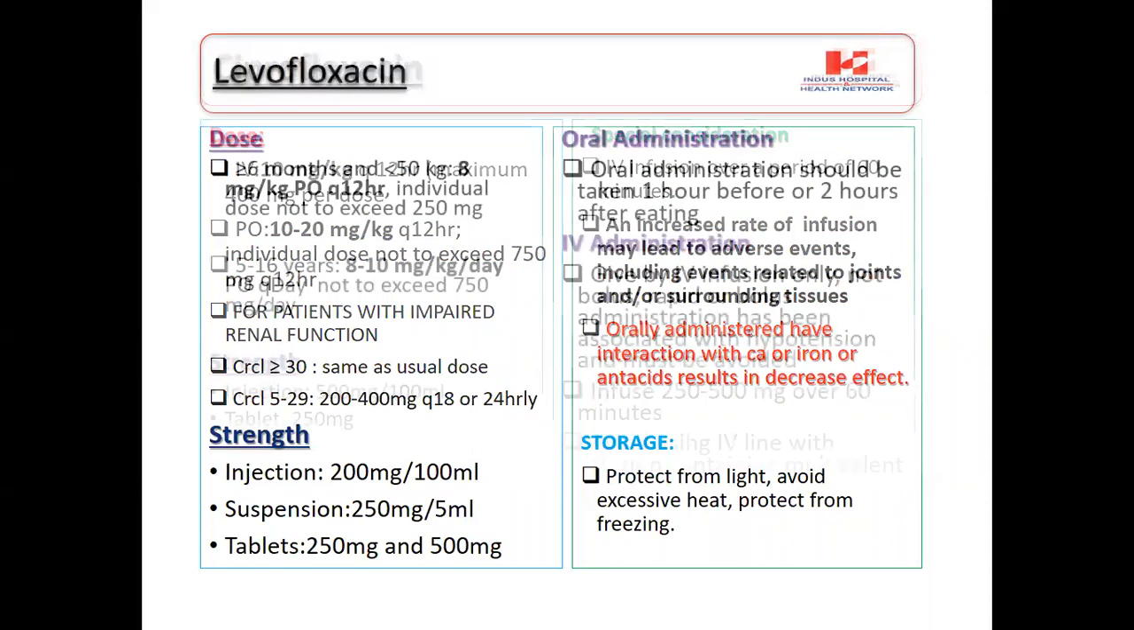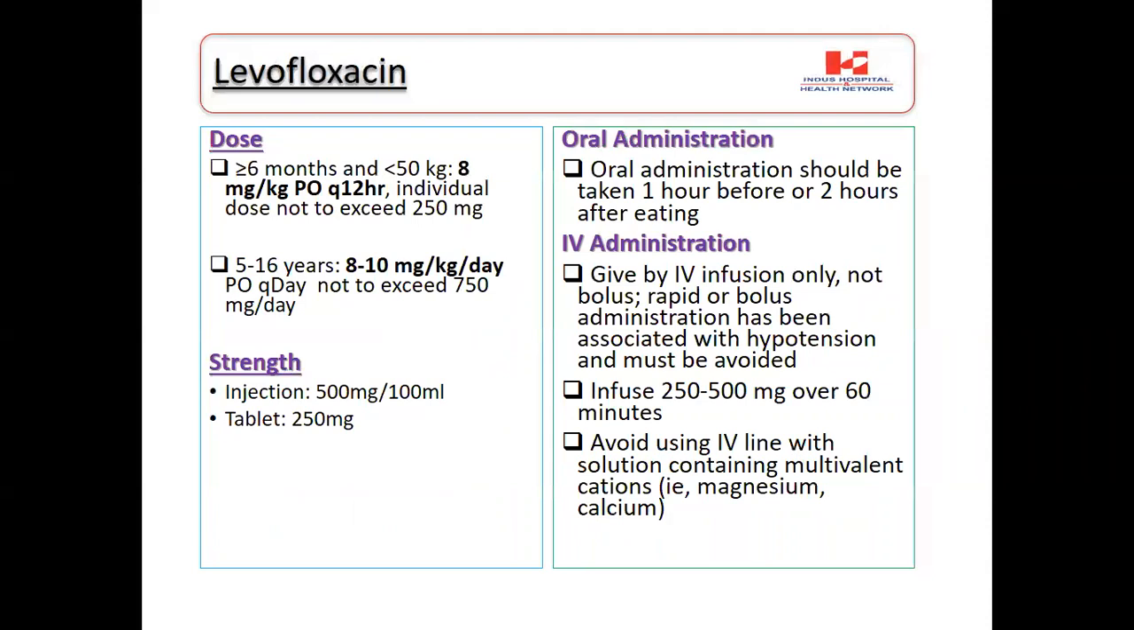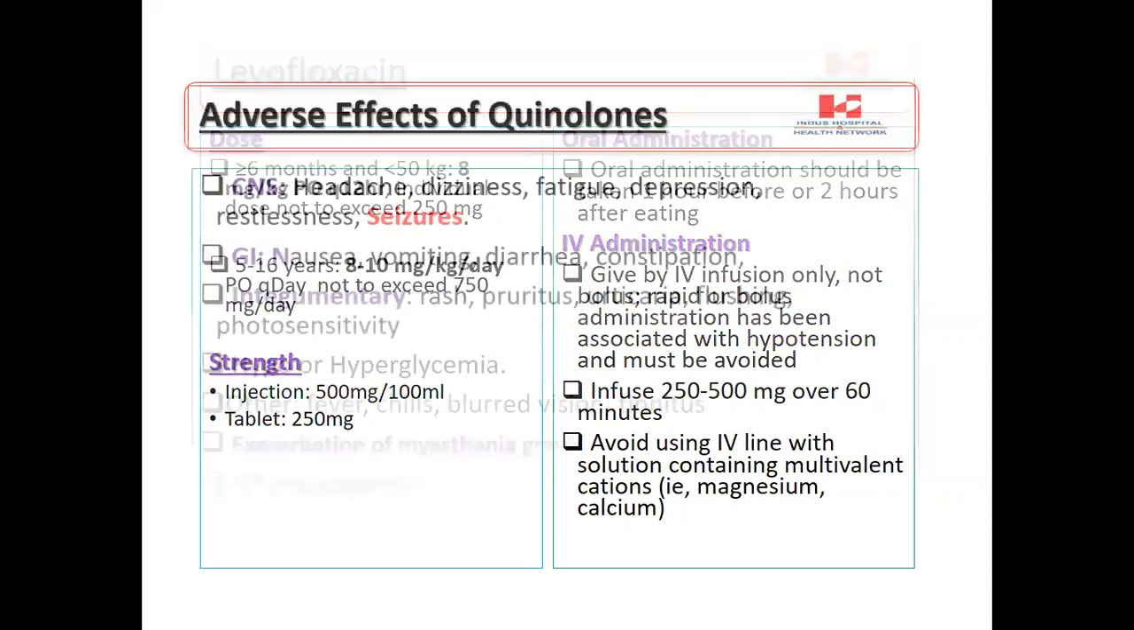Another example that we have is levofloxacin. It's an advantage that it is given once daily as compared to ciprofloxacin, which is given twice daily. And these are the doses we can give: 8 milligram per kg in peds, and in adults 500 to 750 milligram once daily. And they have the same indications as we discussed generally.